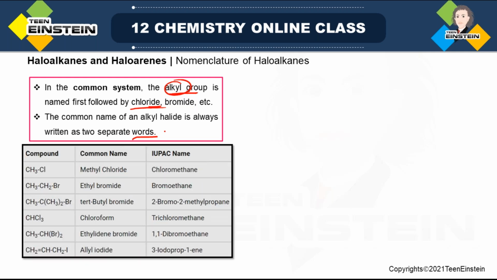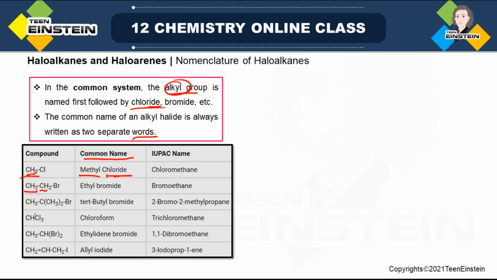See here in this table, we have some compounds on the left-hand side, and then we have the common name. After that, we also have the IUPAC name, but we will come to that later. First, focus on the common name. The first molecule is very simple, CH3Cl. Here the alkyl part is methyl, so first we write methyl, and after that it is chloride. See, two separate words are mentioned. It is not a single word. Next we have a two carbon chain, so it is ethyl and then bromide.